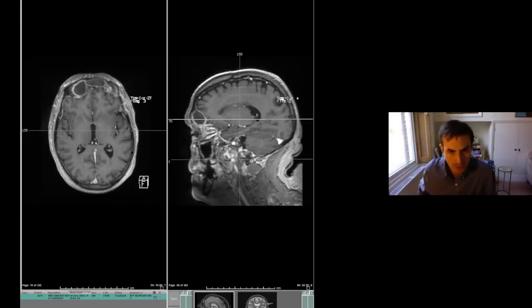So I've got your axial post-contrast and sagittal post-contrast views. I don't know what other views you wanted to have a look at. I've only got the MRI. Oh, you've got the MRI. Okay.